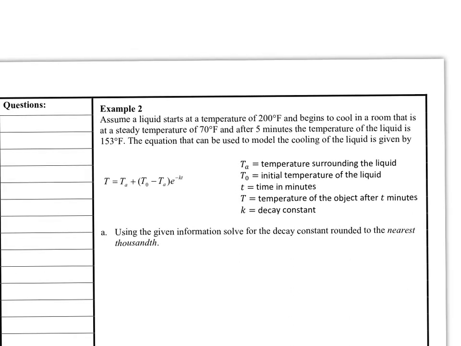Okay, next example. Another tons of fun question. Assuming a liquid starts at a temperature of 200 and begins to cool in a room at a stable temperature of 70 degrees Fahrenheit. After 5 minutes, the temperature of the liquid is 153.